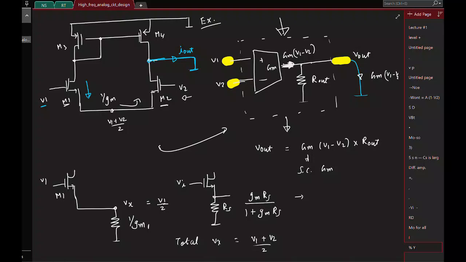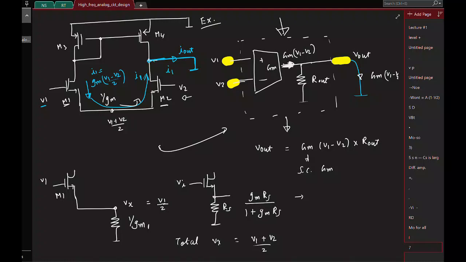Basically gm VGS, right? So this is basically gm times (V1 minus V2) by 2. So this current has no path to flow here. So where will it flow? It will flow into M2, right? It will flow like this. Okay, so I'll call this some I1. So I1 basically flows here. And here I have a short circuit. Obviously it will try to flow through the short circuit, I1.